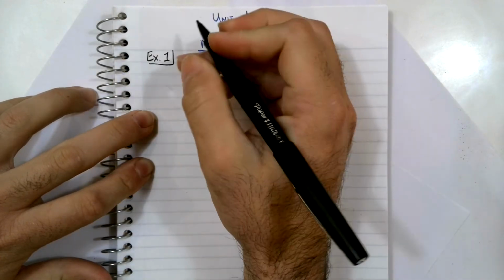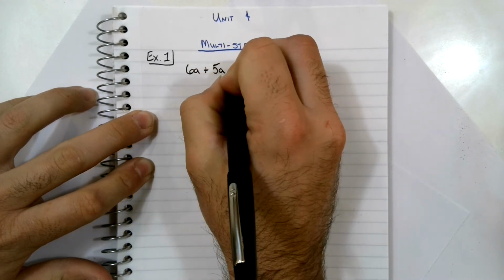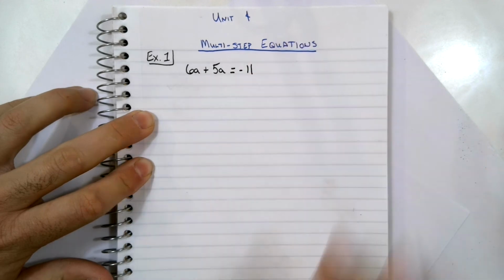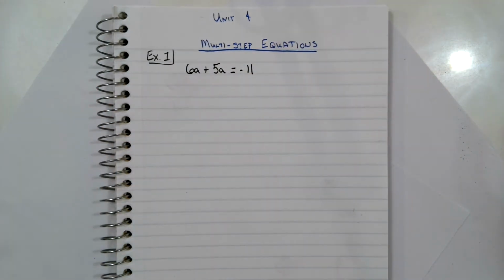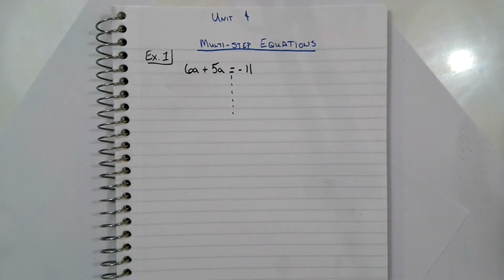Example 1. Let's say I have 6a plus 5a equals negative 11. If you need to, draw your little line there, separate your sides. So what makes this a multi-step equation? For some of you, you may be looking at this thinking, well, that doesn't look very multi-step. What makes it multi-step is before we do anything, we need to combine our like terms. We do have like terms. With equations, there are multiple ways to solve all these equations.